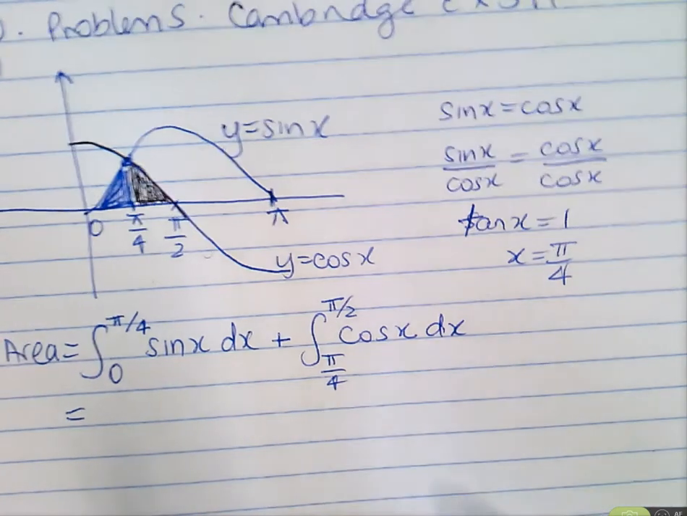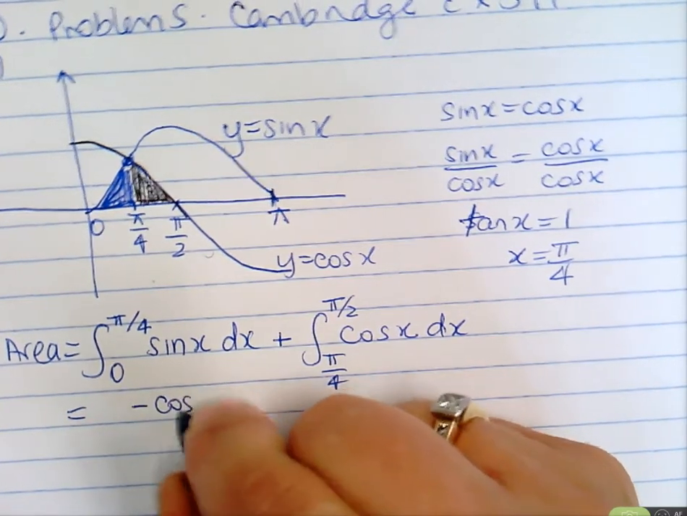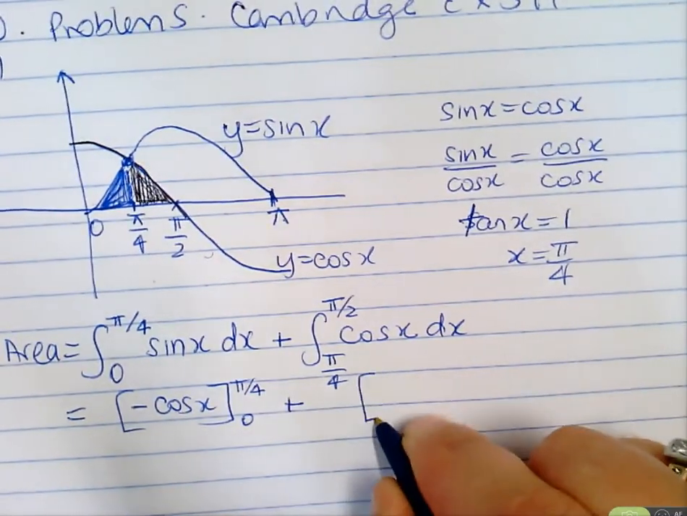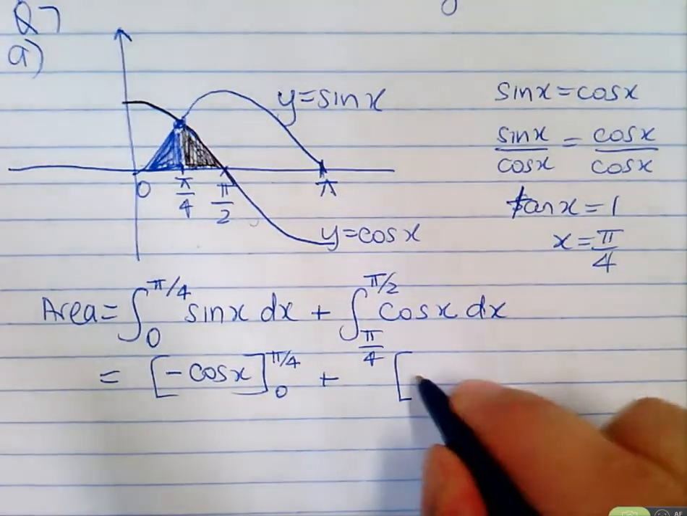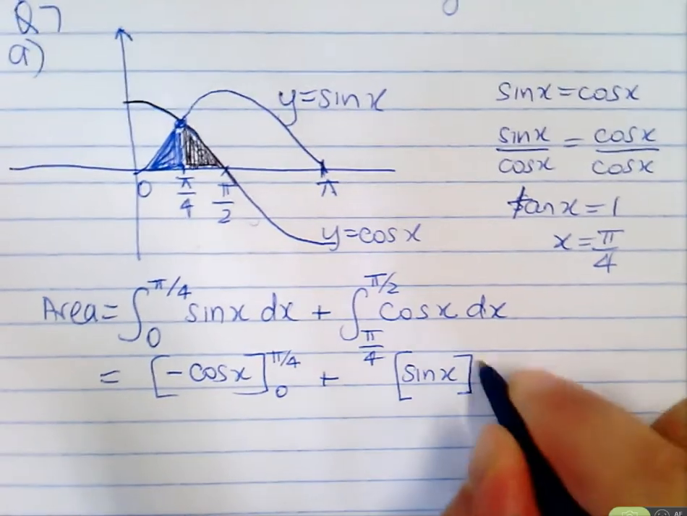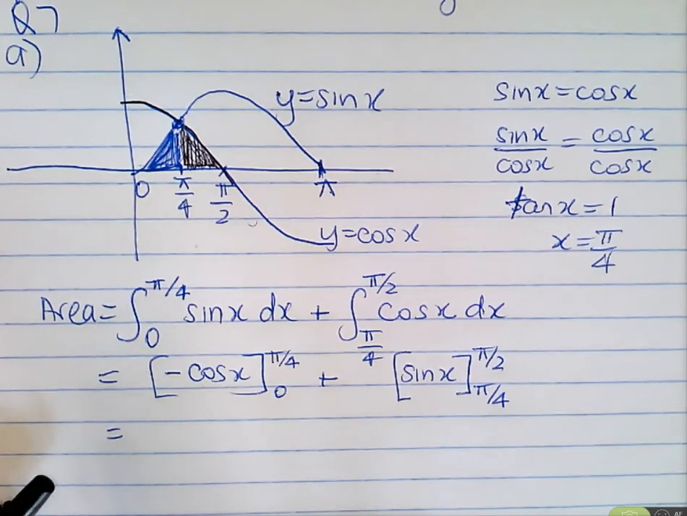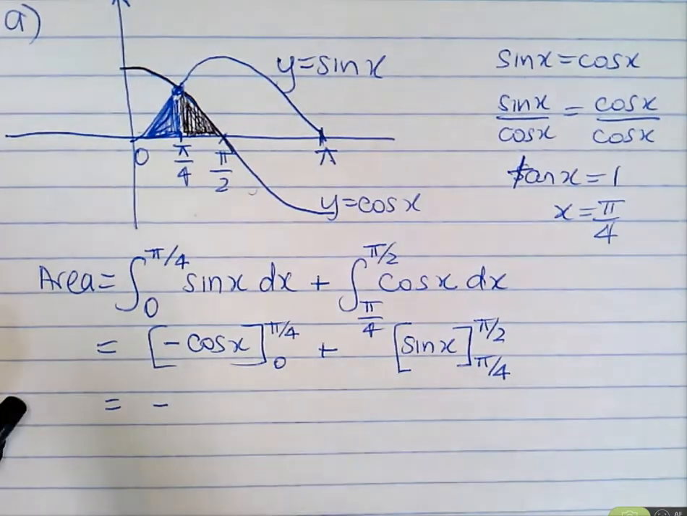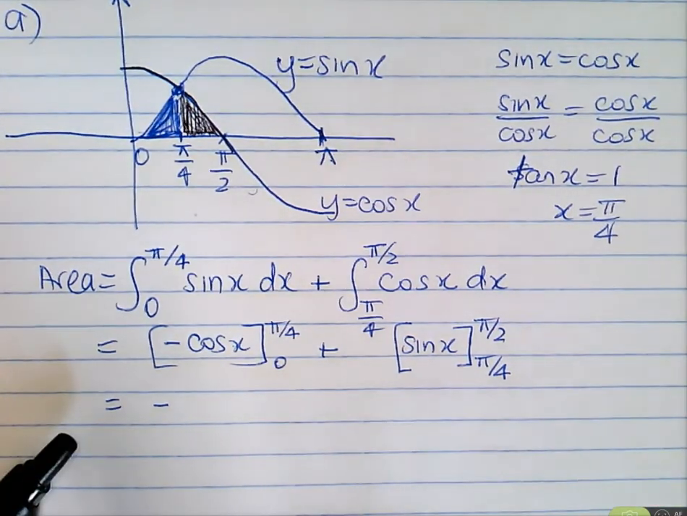All right, that's okay. So now, integrate sine, what do you get? Negative cos, between pi on 4 and 0, plus integrate cos, what do you get? Sine, normal sine, between pi on 2 and pi on 4. Now, I don't like substituting negatives, but you could pull this negative out and then do your substitution, because otherwise you get negative that minus negative that. It doesn't matter. You can just do it.